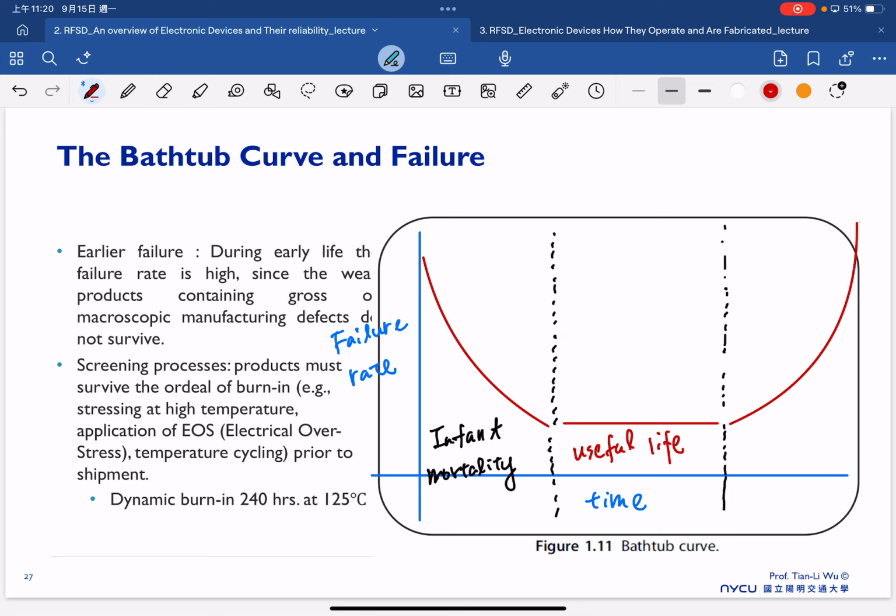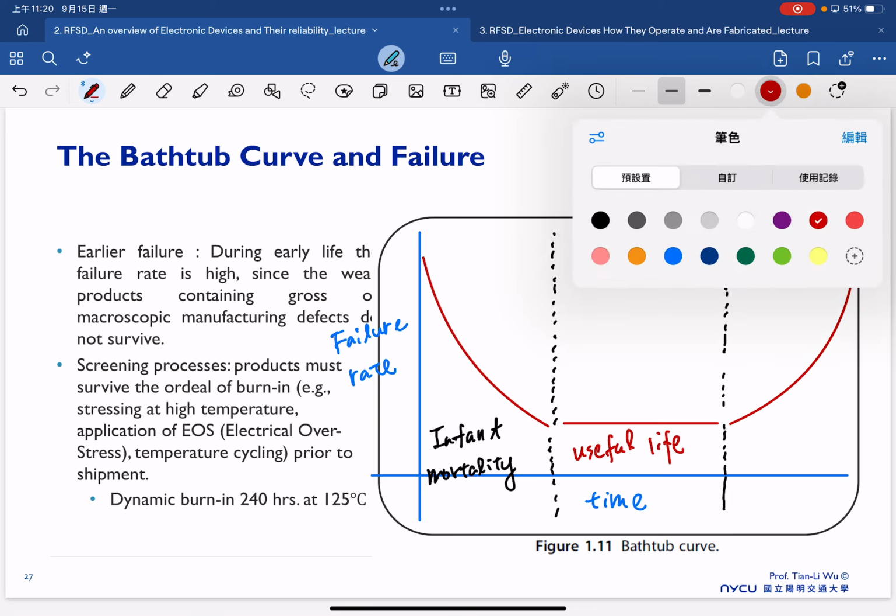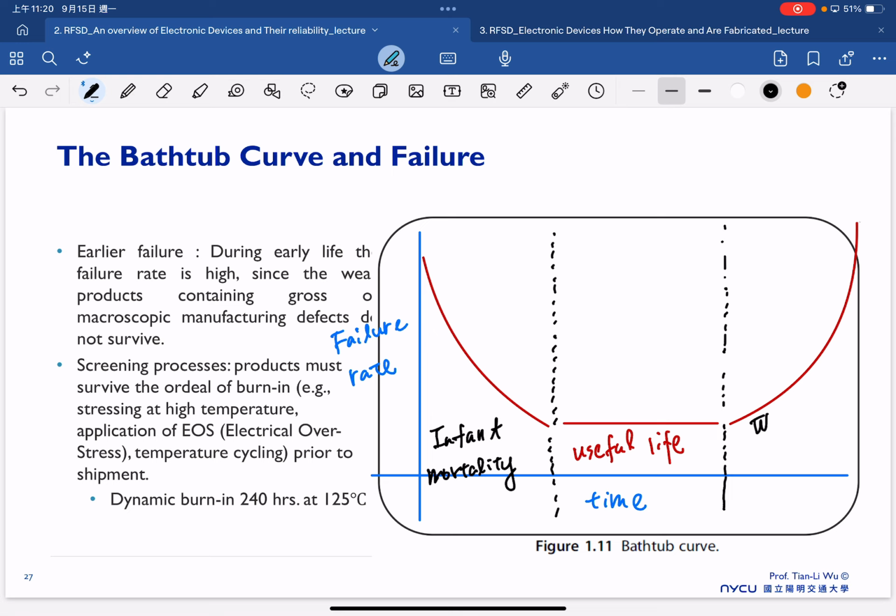This is the phase that we call the wear out. And this is the moment we start to see very high degradation. Like for the human, after 70, you start to feel the degradation of your body, and then you start to see the death rate increase. So it's the same as the semiconductor as well. After a certain useful lifetime, the semiconductor product will start to experience the phase of the wear out.